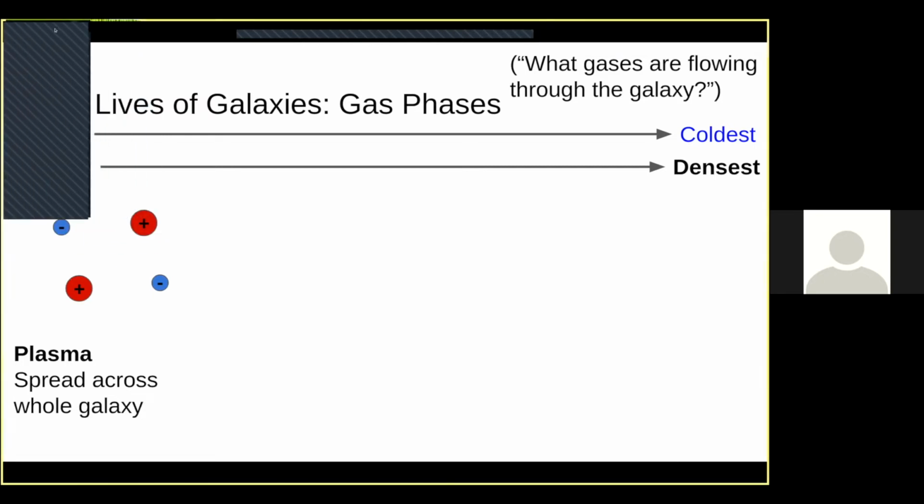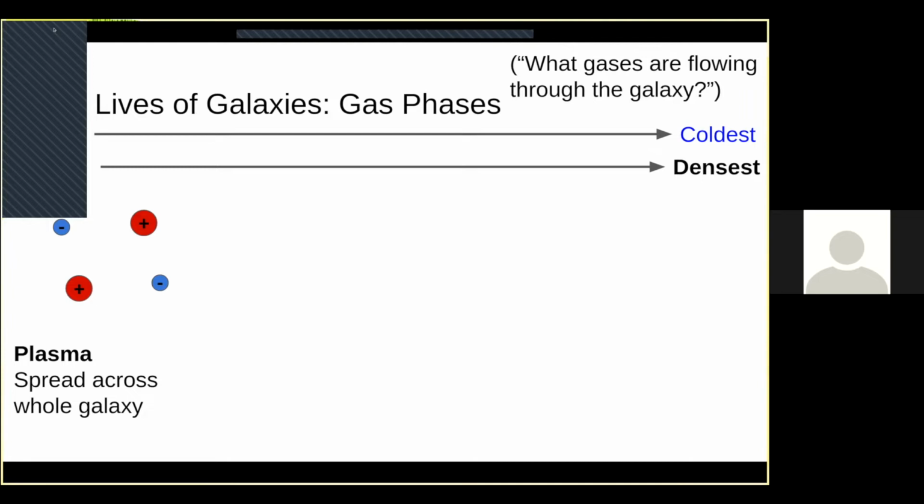So these are ionized particles. They're atoms that have been broken apart, protons and electrons that are all free floating. And these are spread all throughout the galaxy. You'll find them concentrated near stars, but in general, they're in a large halo around the galaxy in question.